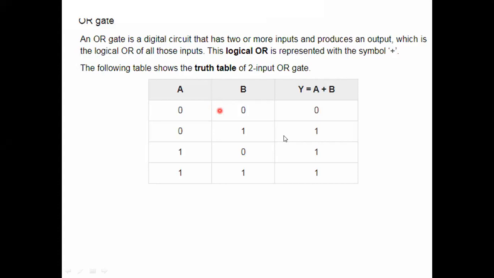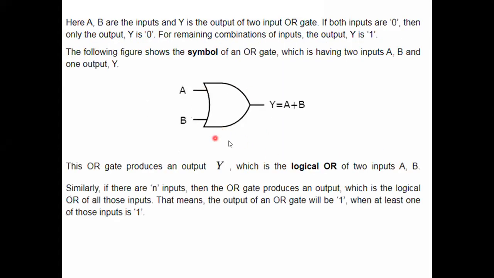So this is the logical OR gate. See here, the OR gate produces an output Y, which is the logical OR of two inputs A, B. Similarly, n inputs can be there. Suppose three inputs are there, A, B, C, then how does the symbol become? A, B, C, three inputs are there.